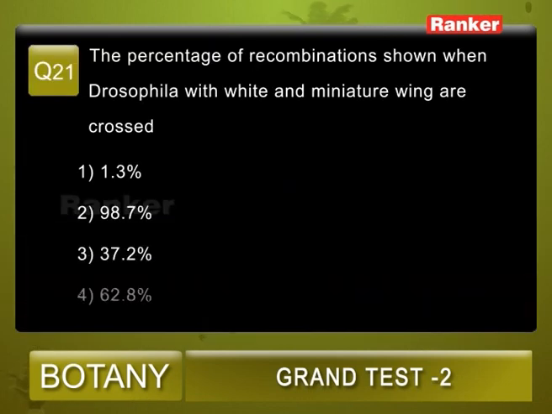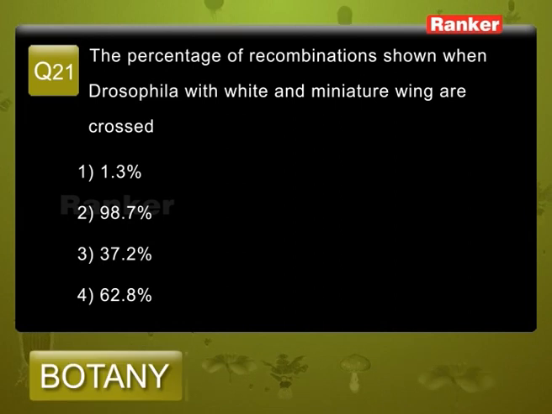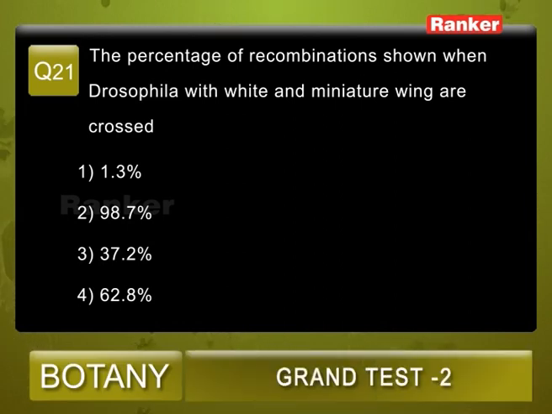Question number 21: the percentage of recombinations shown when Drosophila with white and miniature wing are crossed. Options: 1, 1.3 percentage; 2, 98.7 percentage; 3, 37.2 percentage; and 4, 62.8 percentage.